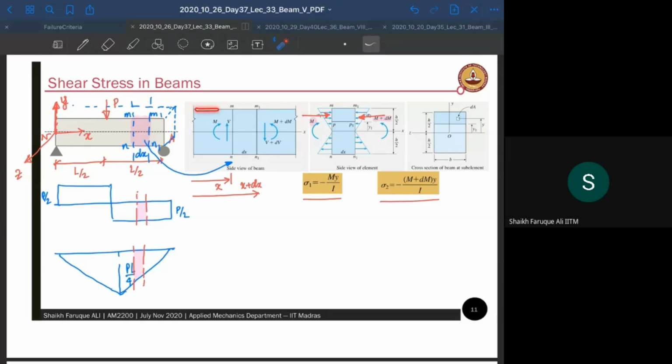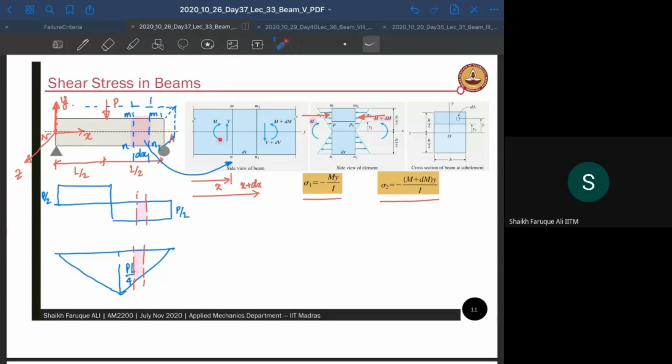So if I draw it in a 2D picture, this is your mn and this is your m1 n1, and they are dx distance apart. Now, on the left of the section and on the right of the section, we have to balance the moment. Since there is a load acting, the moment is not going to be constant. Neither is the shear force going to be constant in a general case.